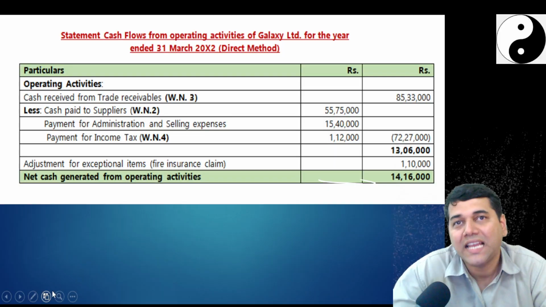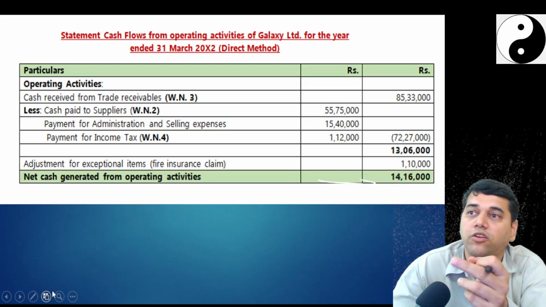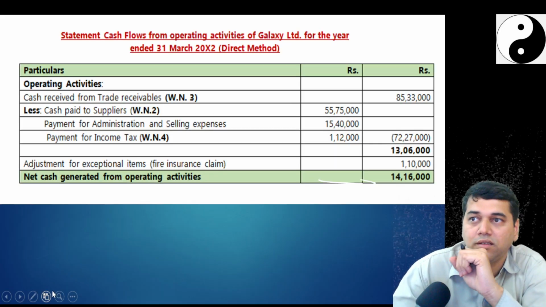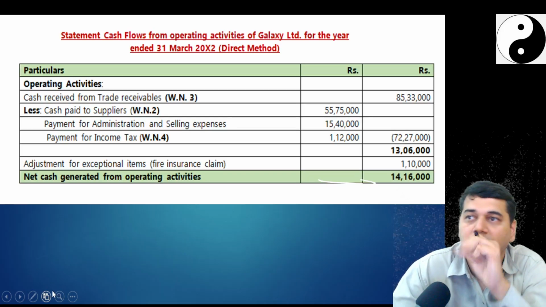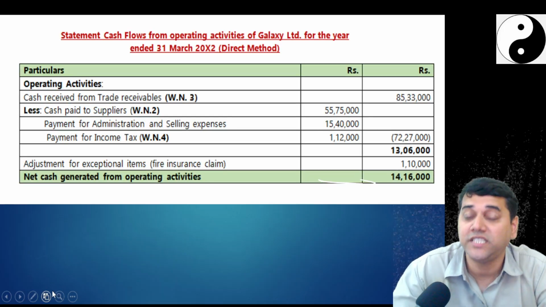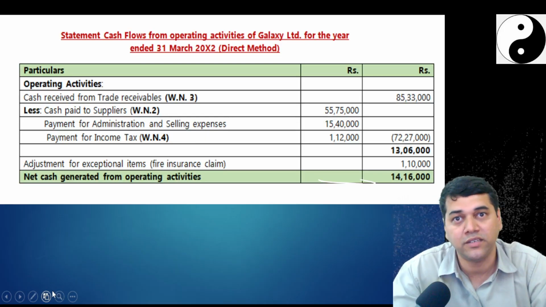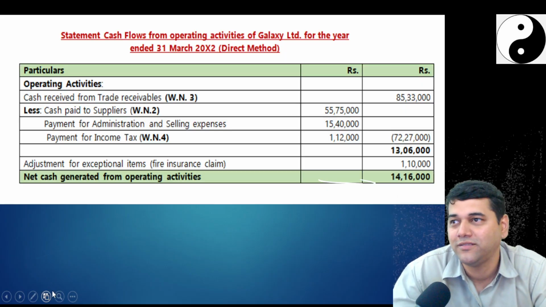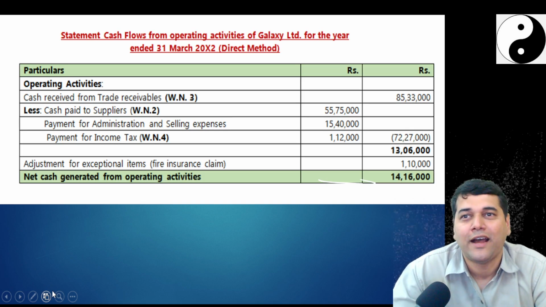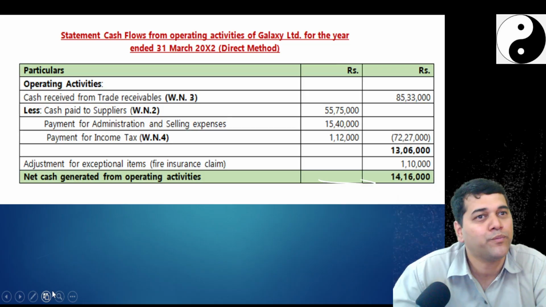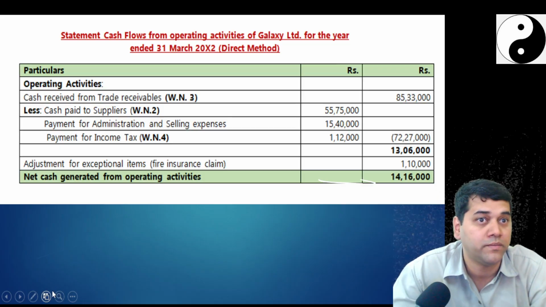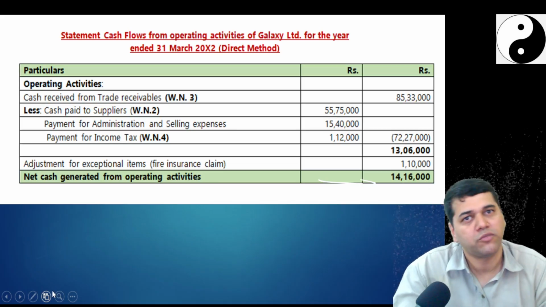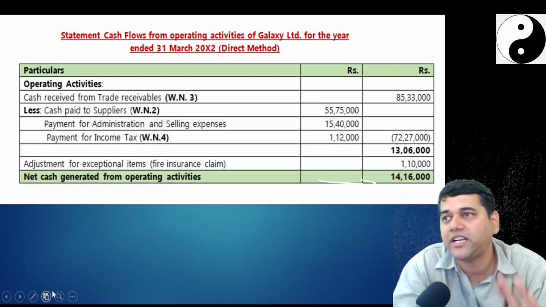If it had been realized from operations, like foreign exchange loss... If it was a foreign exchange loss or gain on the debtors or creditors, yes, it would have been part of my direct method. Yes, very good. Understood? By asking more questions, by thinking more, you are making yourself stronger. We are not touching everything, but whatever we touch, let us understand it properly.